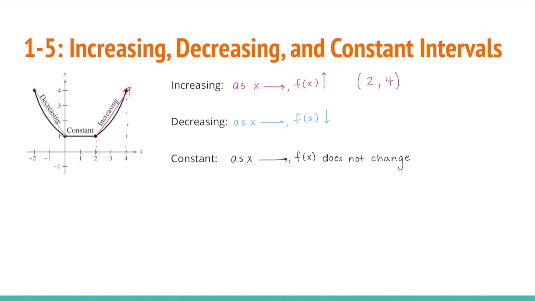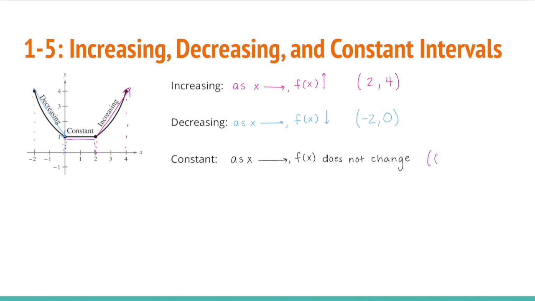And on the other hand, decreasing means that as x gets bigger, our y's, our f of x's, actually go down. So we can see that on the interval -2 to 0 on this graph. Now constant means that as x gets bigger, f of x, our y, does not change. So we can see from 0 to 2, our y value stays the same all the way across.